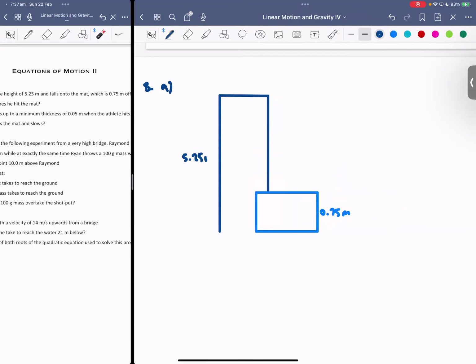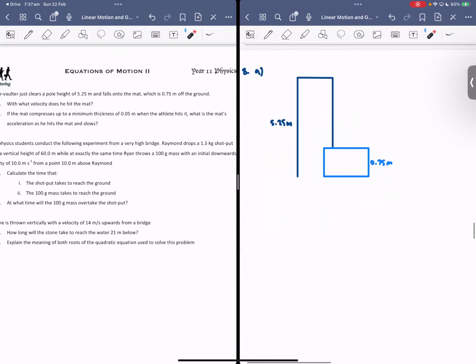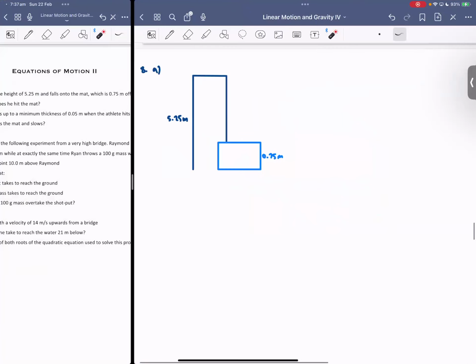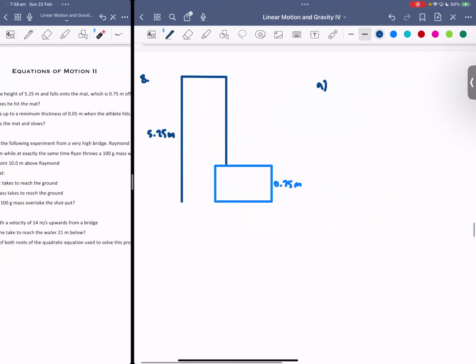I hope everyone realizes the time taken to do this is not the same as the time taken to do that, because they're not equal. It's not fully symmetrical. Anyway, with what velocity does he hit the mat? Tell me what letters we have. He's probably doing it on Earth, so acceleration is negative 9.8.